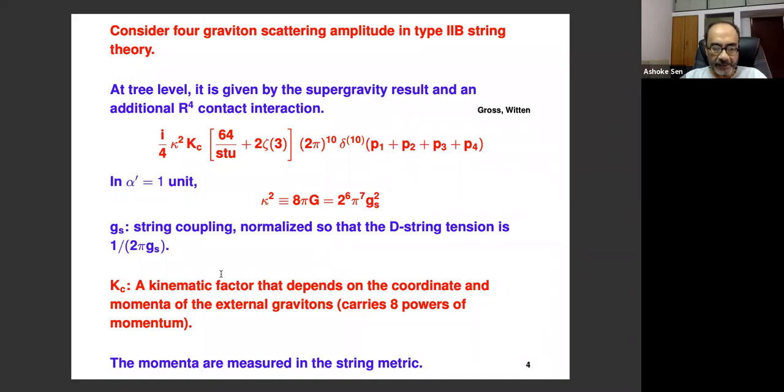So this is a kinematic factor. It depends on the polarizations and momenta of the external gravitons, and in particular, it carries 8 powers of momentum. In this formula, all the momenta are measured in the string metric. I have not written down the explicit form for this K, but it follows the same notation as Polchinski's book. Sometimes it's written as t8 t8 R⁴, but this is a standard structure that one always uses. So this is the contact term. This is the supergravity contribution, and this is the contact term that one gets by expanding the 4-point amplitude.